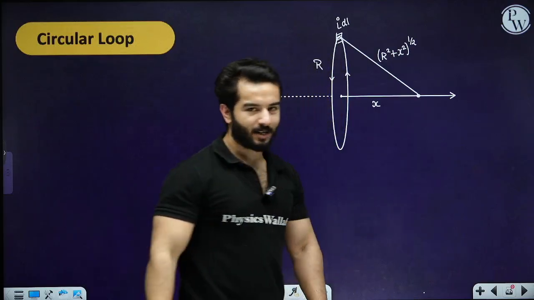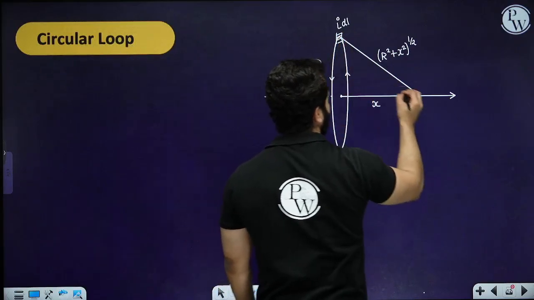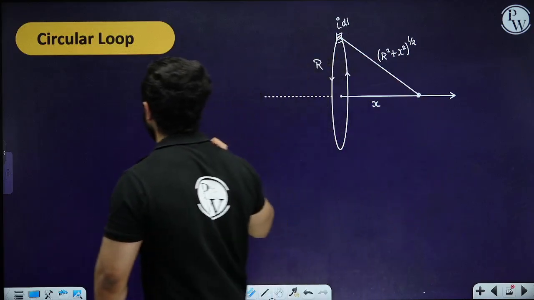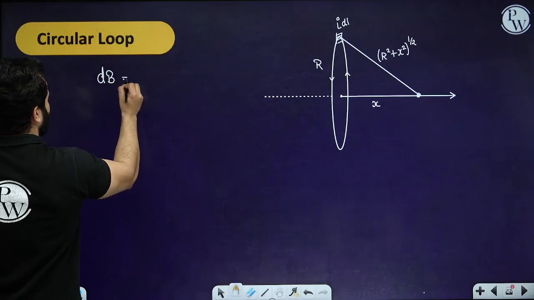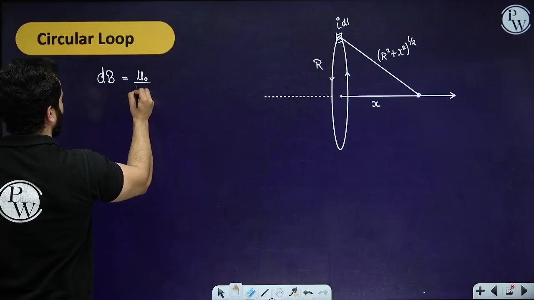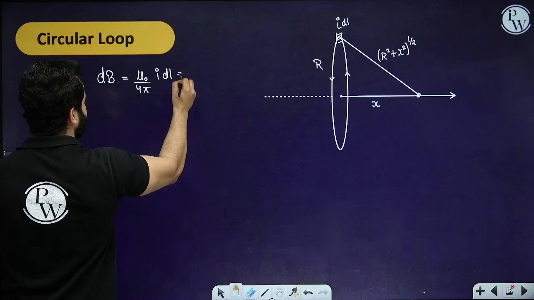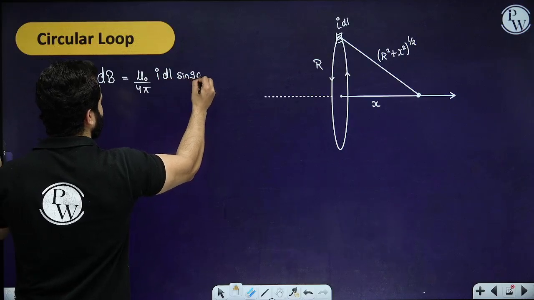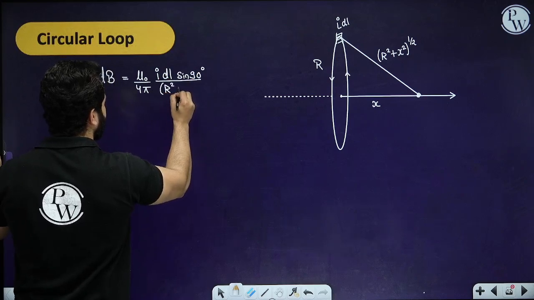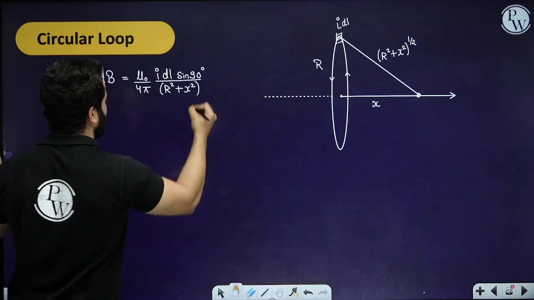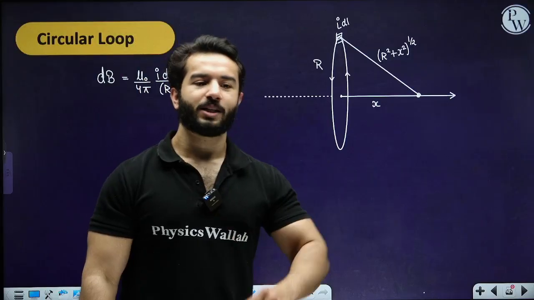Do you remember Biot-Savart's law? If I'm going to talk about the magnetic field due to this IDL at this point, I'll write dB equals mu naught upon 4 pi I dl sine theta. This is going to be sine 90, everywhere this angle is going to be sine 90, divided by the square of the distance. So this is going to be dB. But what is going to be the direction of dB?